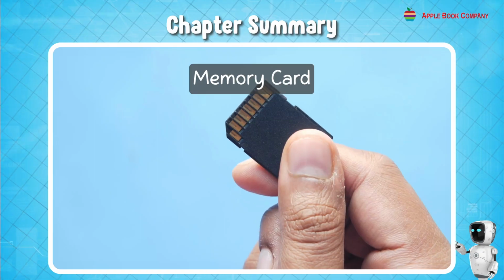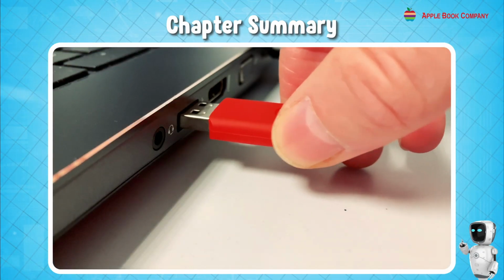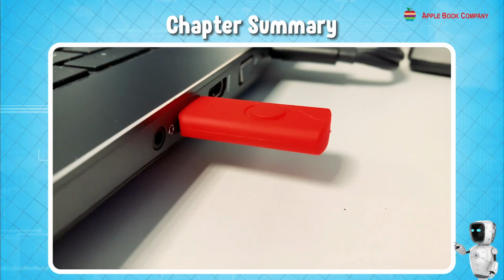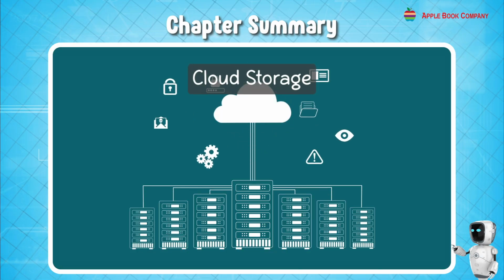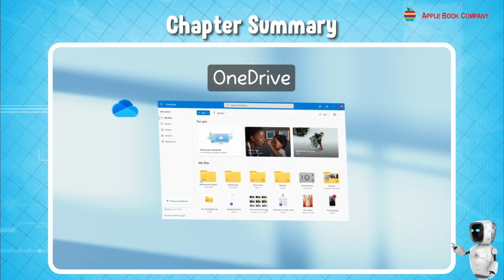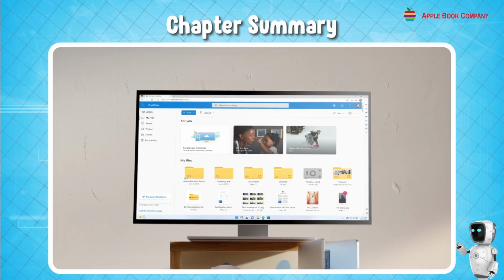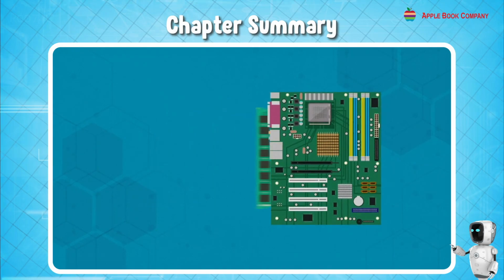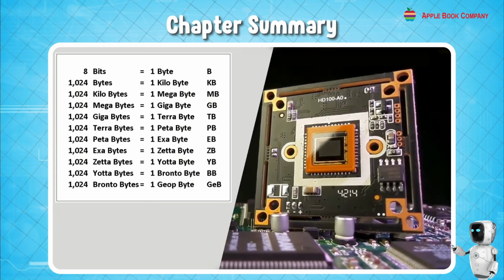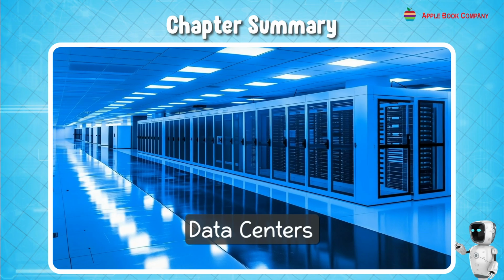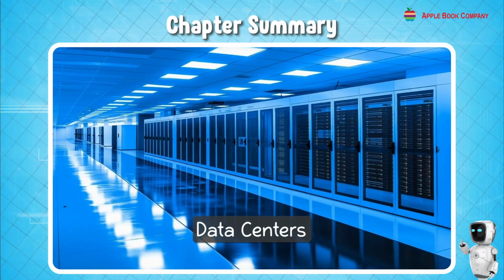Flash drives and memory cards are portable and allow quick file transfer between devices. Cloud storage services like Google Drive and OneDrive allow files to be saved on remote servers and accessed via the internet. Memory is measured in units like KB, MB, GB, and larger, with data centers storing information in petabytes.